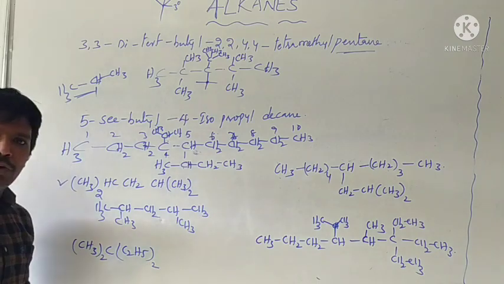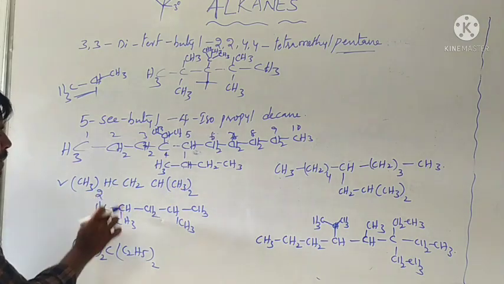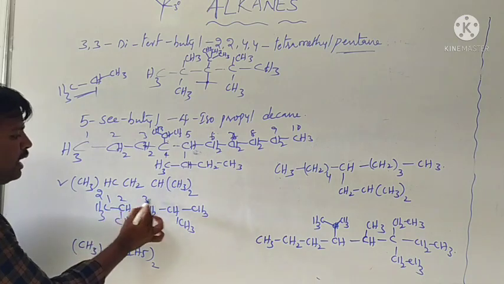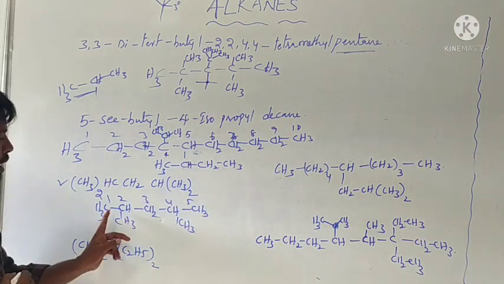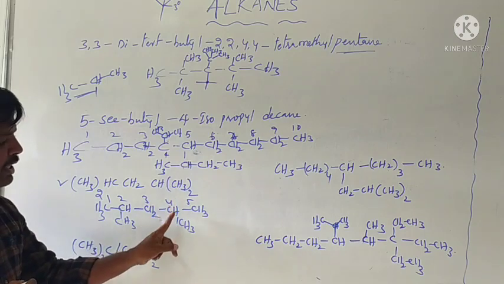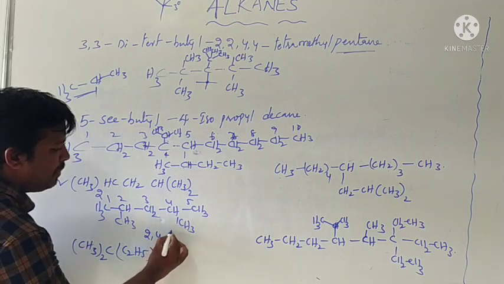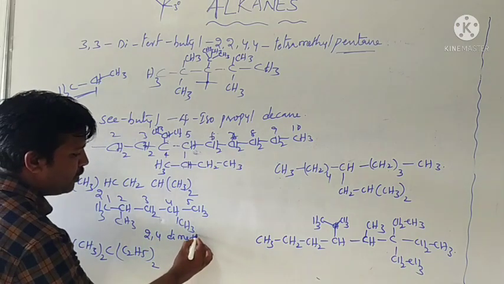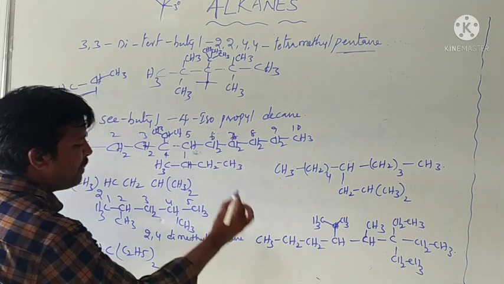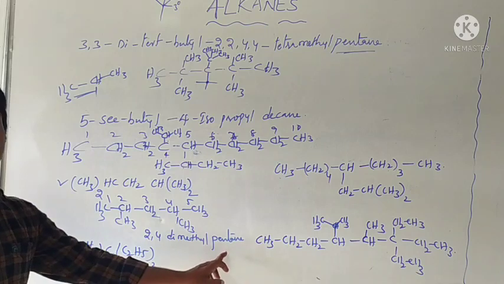First of all, we have to write the elaborated form of the given structure. Okay, this is the elaborated form of this given structure. Therefore, 1, 2, 3, 4, 5. The second carbon is attached with 1 methyl substituent, and the 4th carbon is attached with another methyl substituent. Therefore, the name of the compound is 2,4-dimethyl. The total number of carbons in the parent chain is 5, so the name is 2,4-dimethyl pentane.